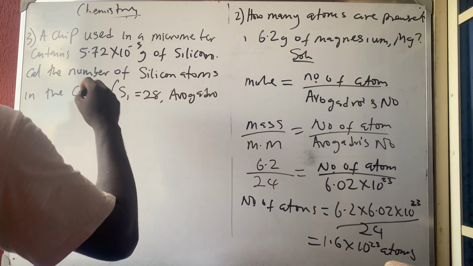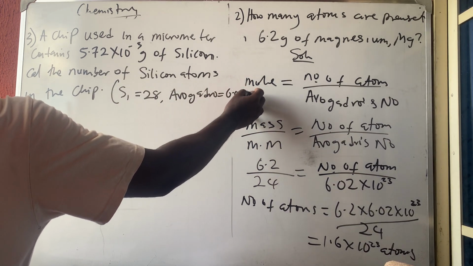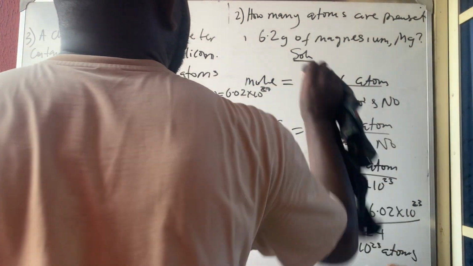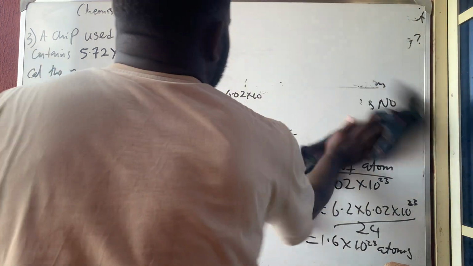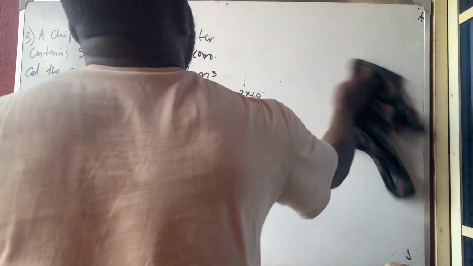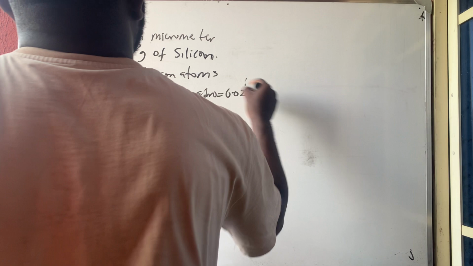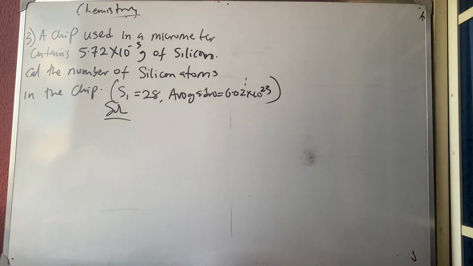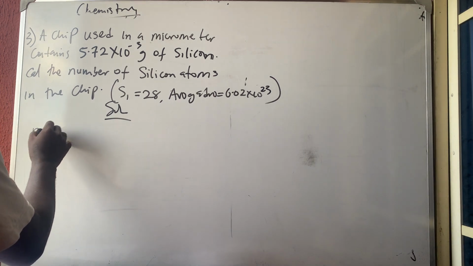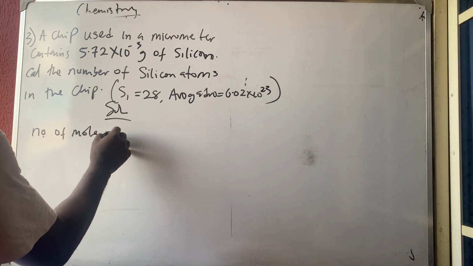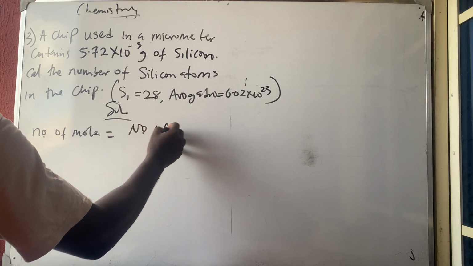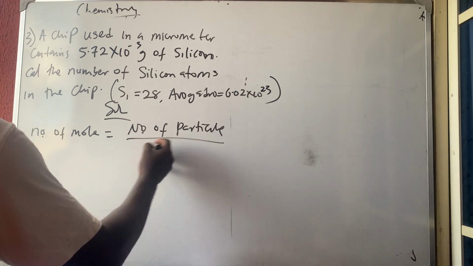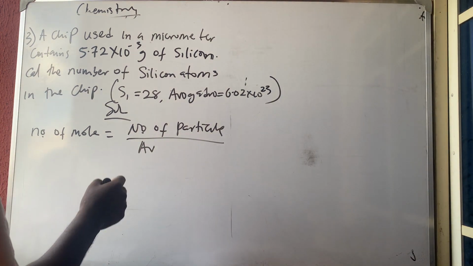Avogadro's constant is equal to 6.02 times 10 raised to the power 23. Don't forget that. 6.02 times 10 raised to the power 23 is Avogadro's constant, or Avogadro's number. Okay, this is a very simple question. So what do we do? Solution. We have that the number of mole is equal to the number of particles all over Avogadro's constant, or Avogadro's number.